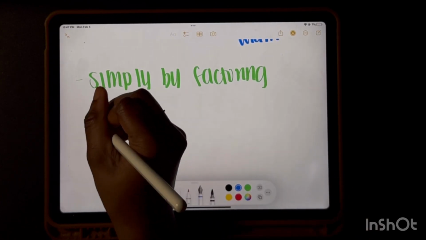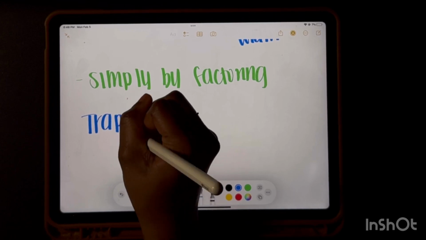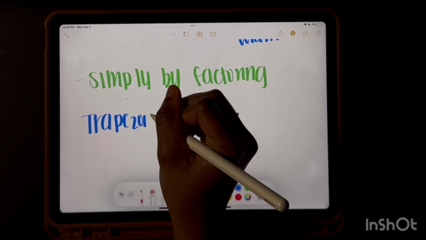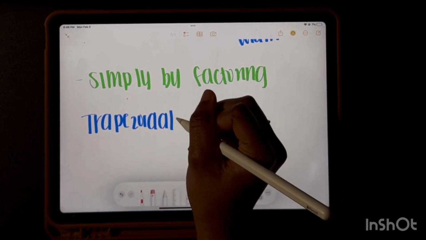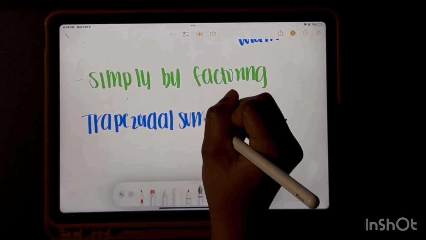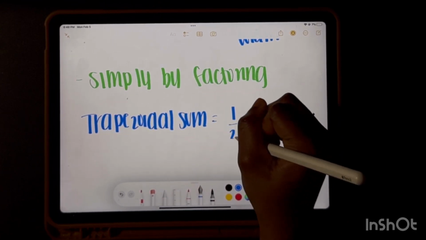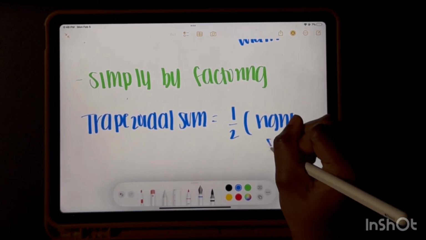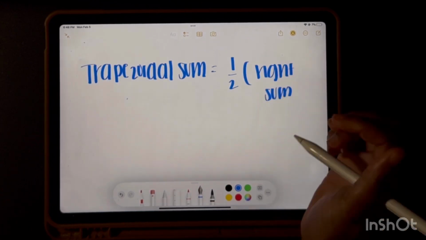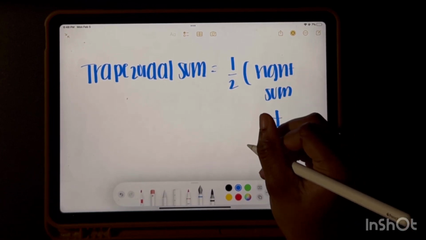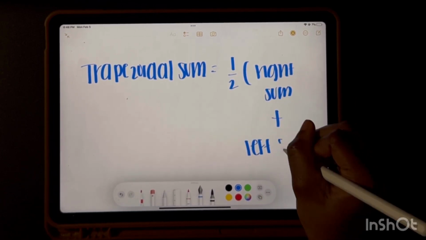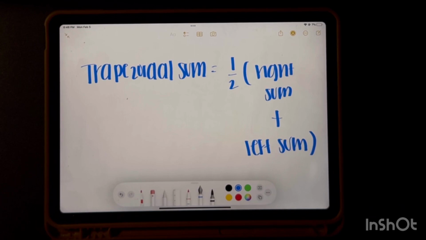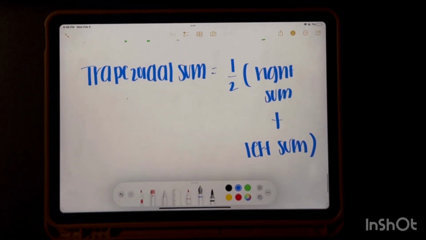So your trapezoidal sum, I feel like I'm saying it wrong, equals 1/2 times your right sum plus your left sum. And that's how you would find your trapezoidal sum. And that is all the methods that we're going to talk about.